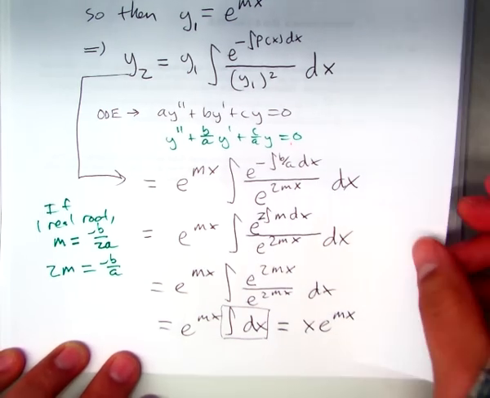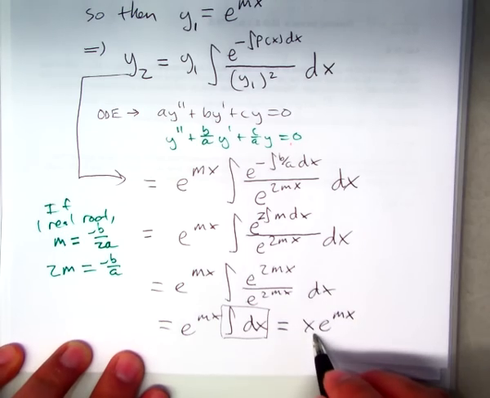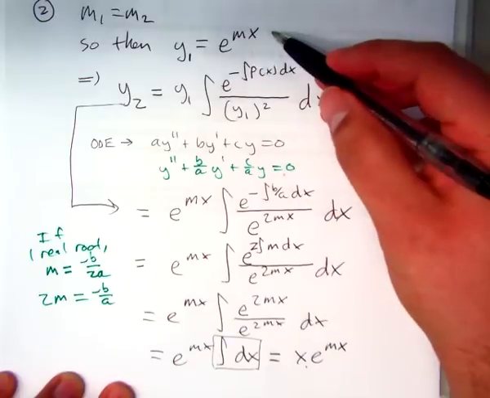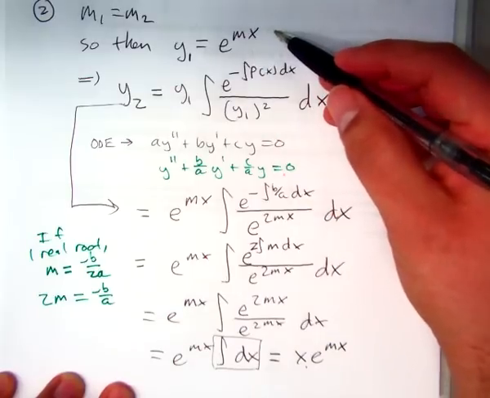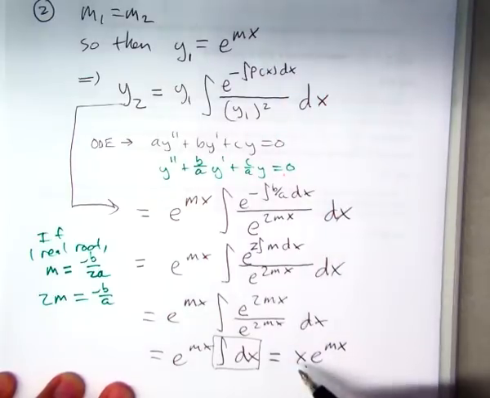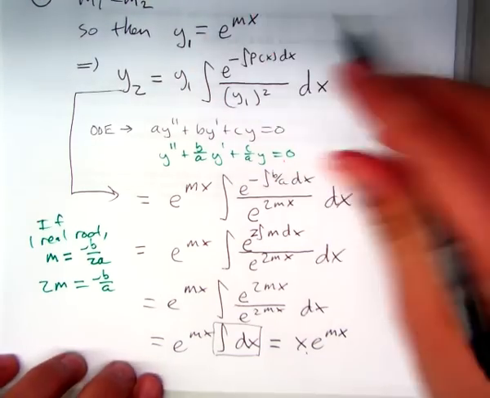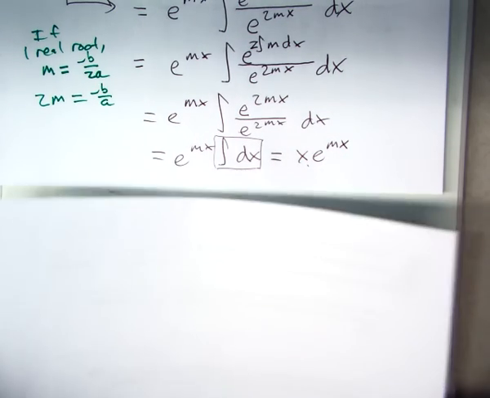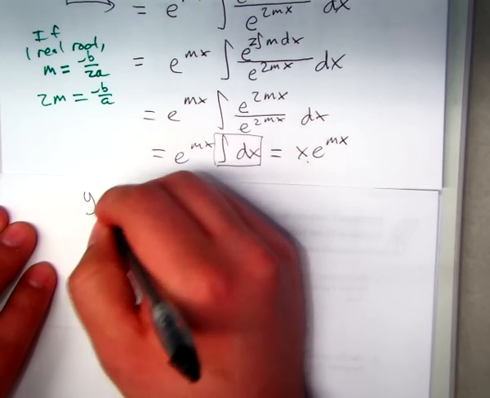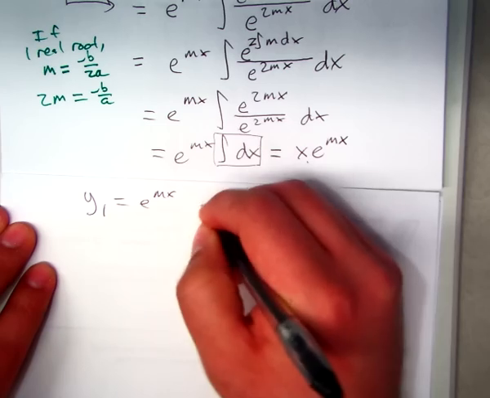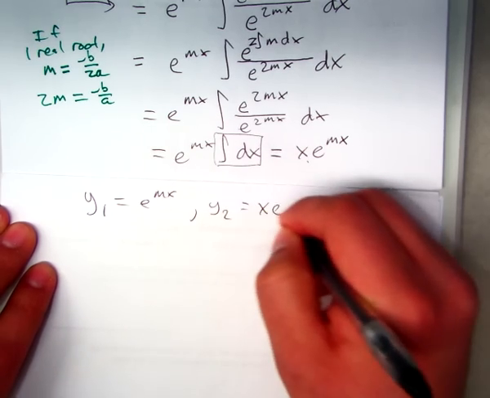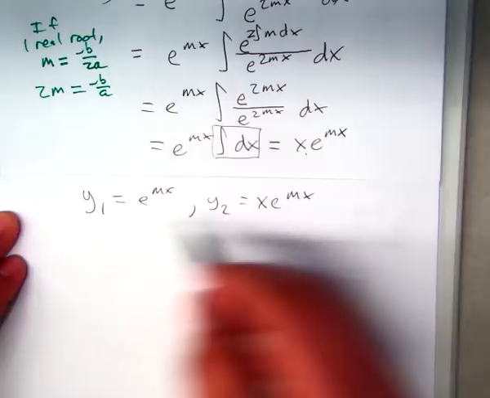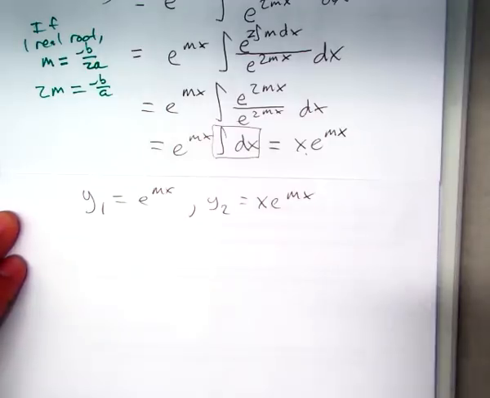Okay. So here's our second solution. Our first solution was e to the mx. What's the only difference for the second one? Now we just have an x in front of it. So y1 is equal to e to the mx. y2 is equal to x e to the mx. We'll skip the formalities. These will be linearly independent because the Wronskian will not equal 0.